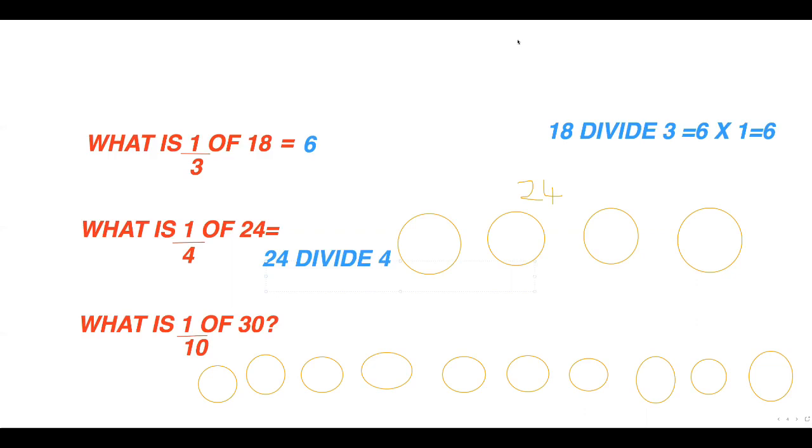So what we're going to do is get 1, because we only need to know 1 slice, and we have 1, 2, 3. So the answer is 3. I hope you understand that. You take the number, you divide it by the bottom, and you times it by the top. You just need to keep on practicing. This is all about practicing.